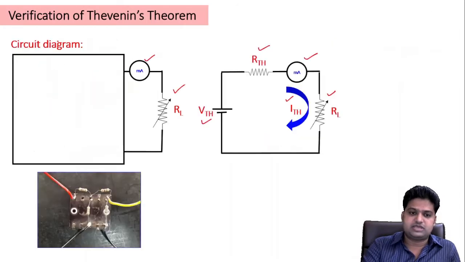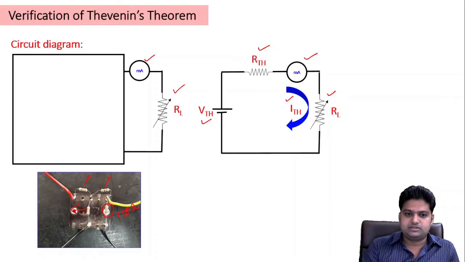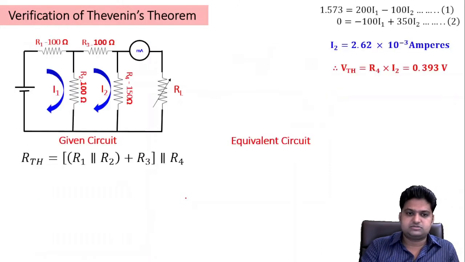which we are going to use in the experiment. This one is 100 ohms here, 100 ohms, 100 ohms, and this is also 100 ohms, and this one is 150 ohms. So the three are 100 ohm and this one is 150 ohms. This same thing I have taken in the circuit diagram here also. We have 100 ohms, 100 ohms, 100 ohms, and this is 150 ohms.